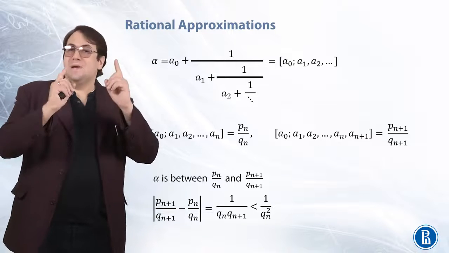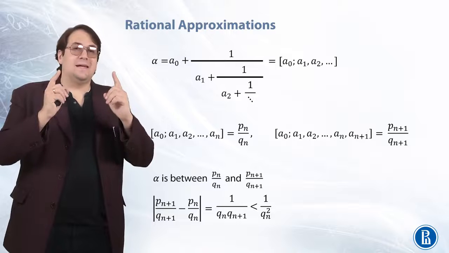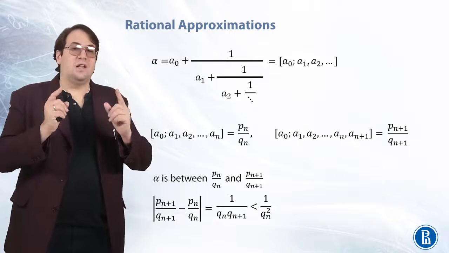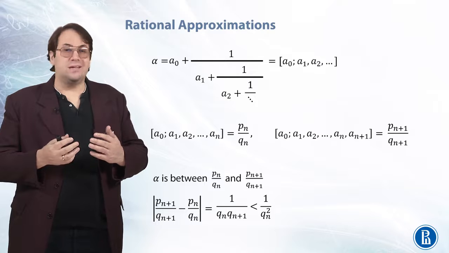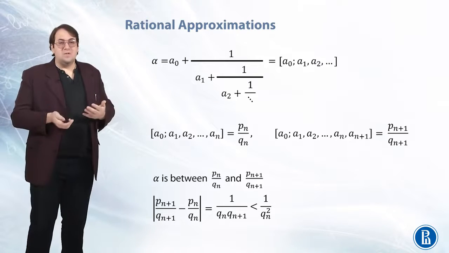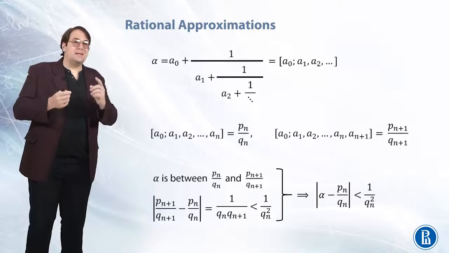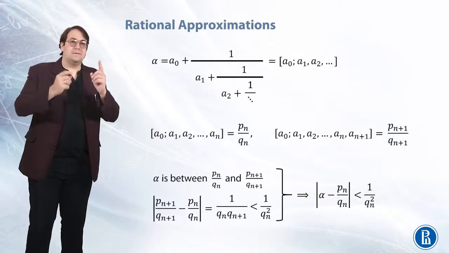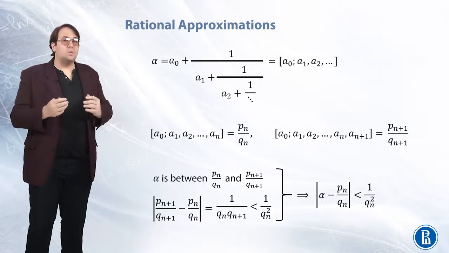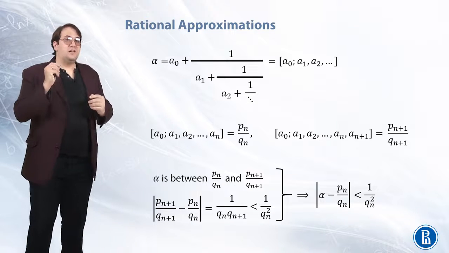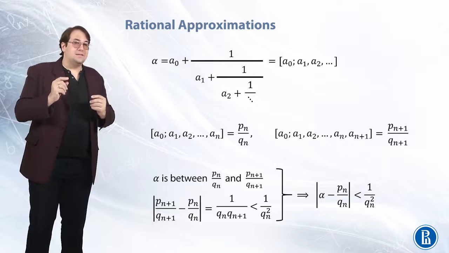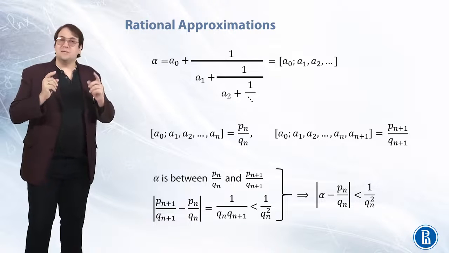Well, alpha is between these two fractions, and the distance between these two fractions is less than 1 over qn squared, and qn is the denominator of one of them. So from this it follows that the distance between alpha and the nth convergent is less than 1 over the square of the denominator of this convergent. Well, this is a rather good approximation.